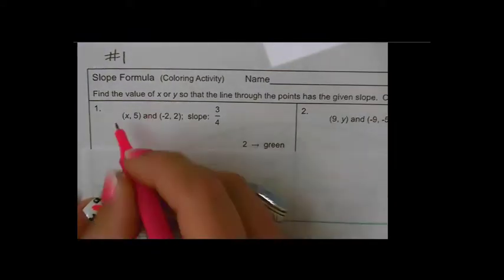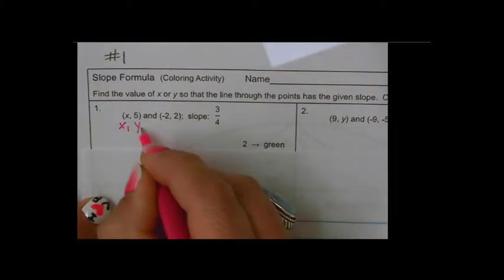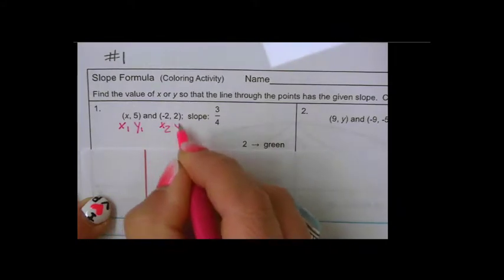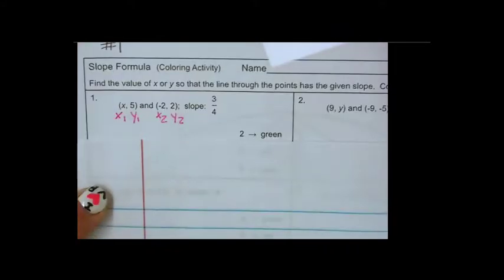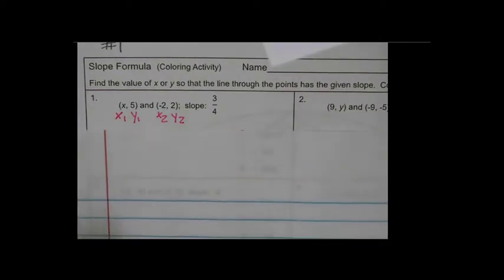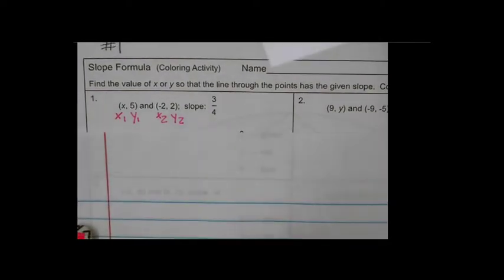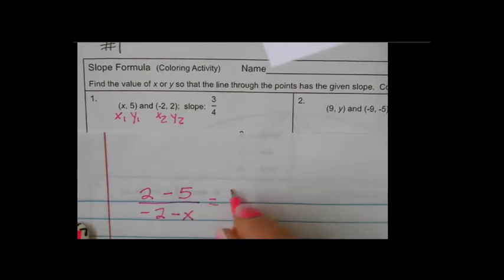I'm going to label my ordered pair. But then I'm going to transfer this to a piece of paper, and you're going to see why. We're going to need a little bit more space to solve this. So just like you normally would, we're going to use the slope formula. 2 minus 5 divided by your change in x, negative 2 minus x. Now it says that that slope is equal to 3/4.